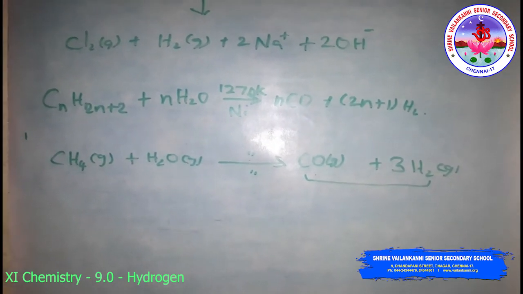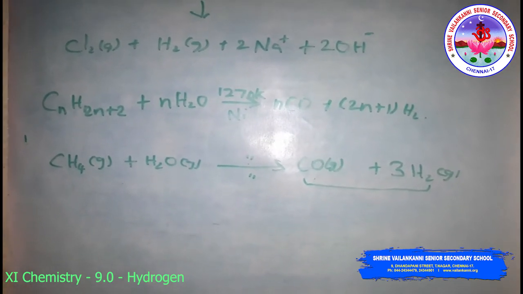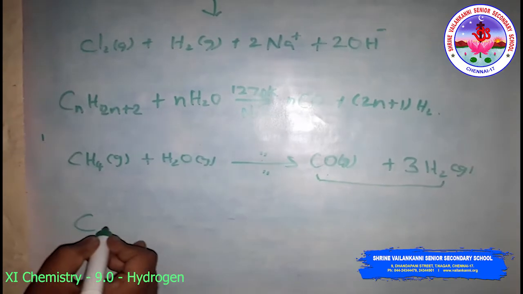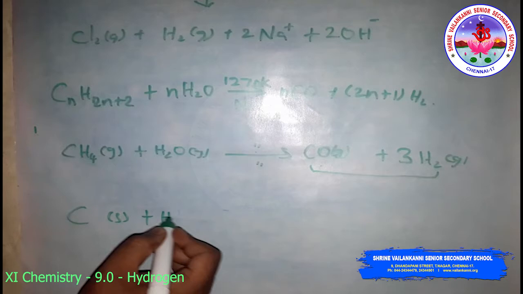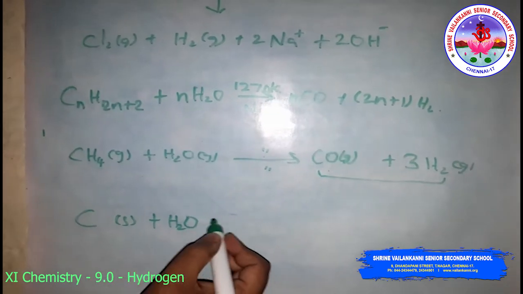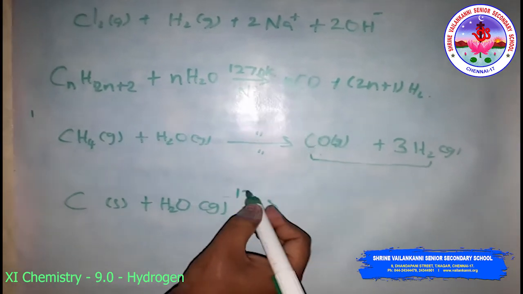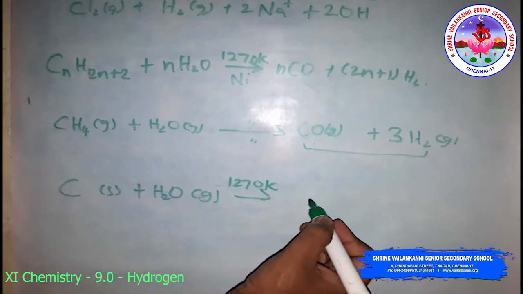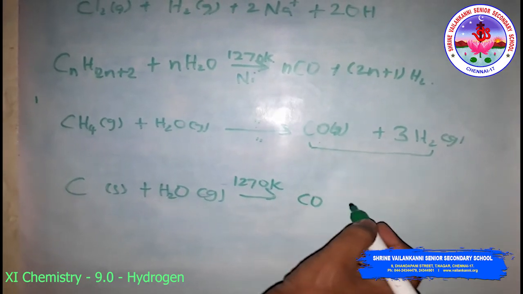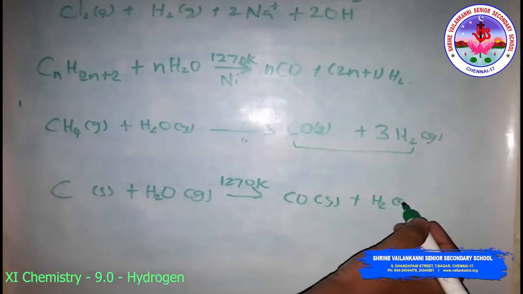The process of production of syngas from coal is called coal gasification. The reaction is carbon solid reacts with water in gaseous form at 1270 Kelvin to produce carbon monoxide gas and hydrogen gas, that is the syngas.